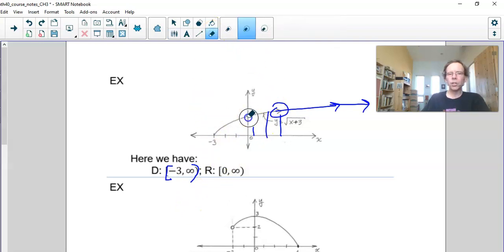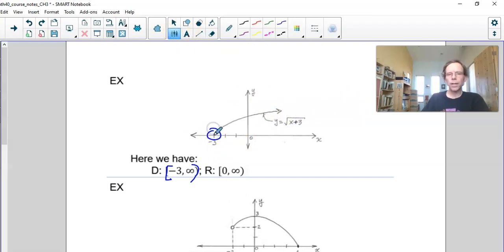How about the range? What's the smallest y value you see in this graph? Well, this point here has 0 for y, and it keeps going up. It keeps going to the right here, but it keeps going up. It never really flattens out totally horizontal. It just keeps going up. And so we would get every possible y above 0 and 0 itself. So that's the range.